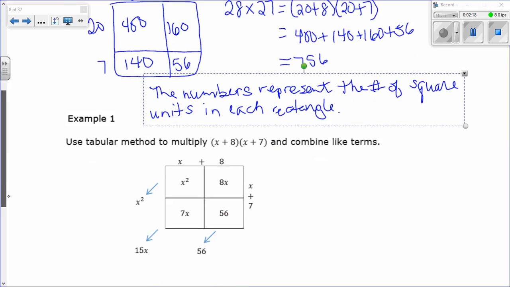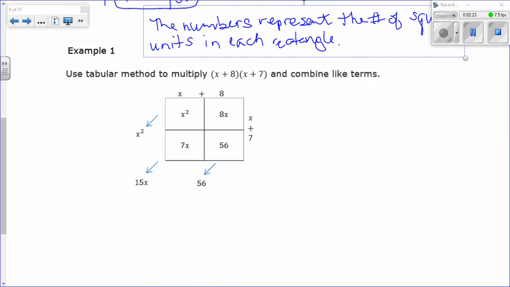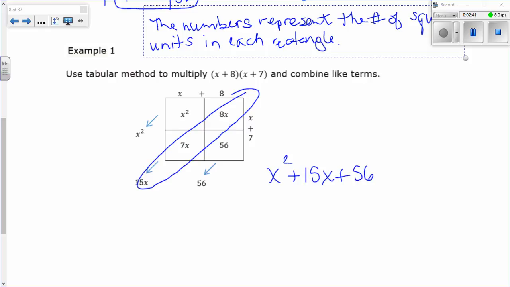All right. So use the tabular method to multiply x plus 8 times x plus 7 and then combine like terms. So it's already written out for you. Notice that on the diagonals are my like terms. So my actual polynomial answer would be x squared plus 15x plus 56. Next page.